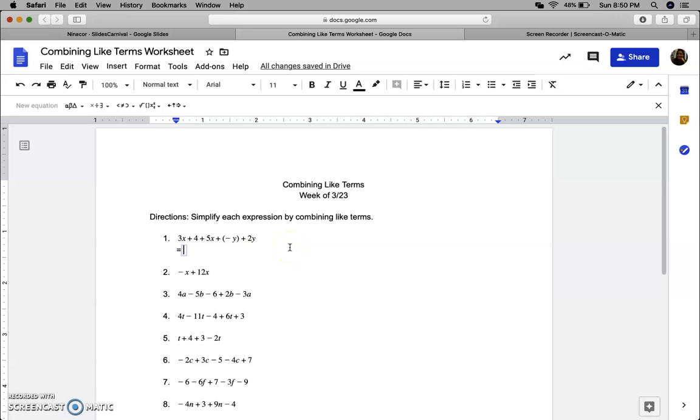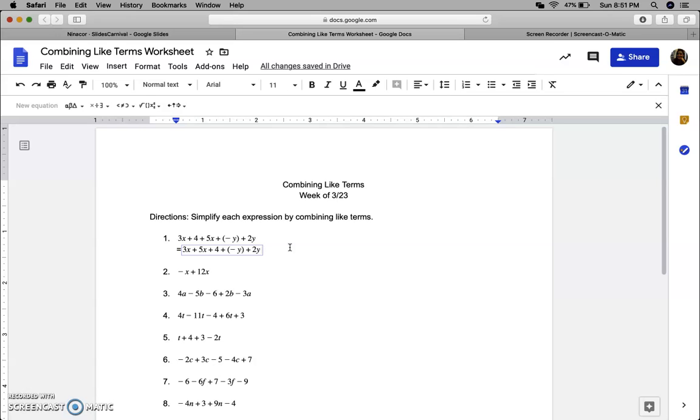So for this problem, what you can do is look at the 4 and the 5x and rearrange those. You can do 3x plus 5x plus 4 plus negative y plus 2y. Okay, I rearranged the 5x and the 4, and that is mathematically legal, right? Because we know that addition is commutative. 4 plus 5x is the same as 5x plus 4. So I didn't do anything wrong. This is totally fine.